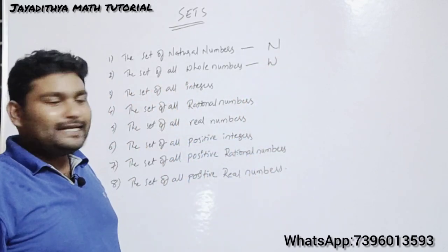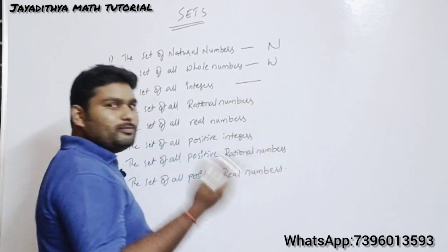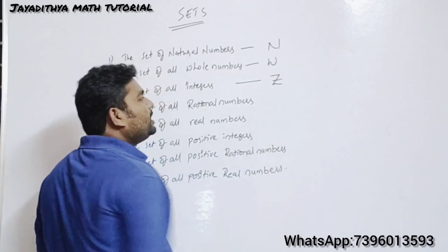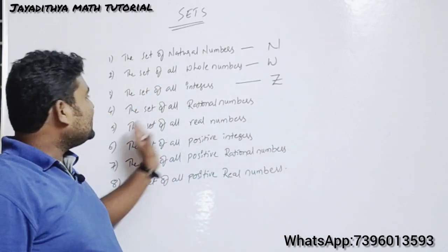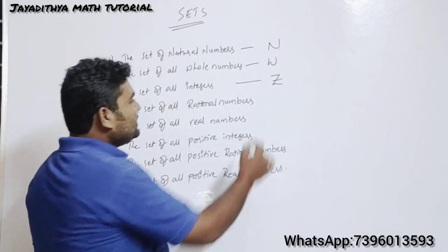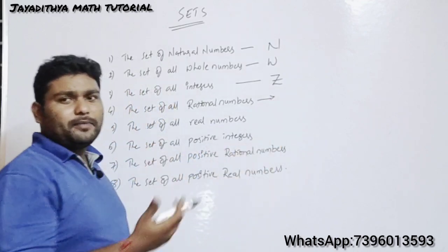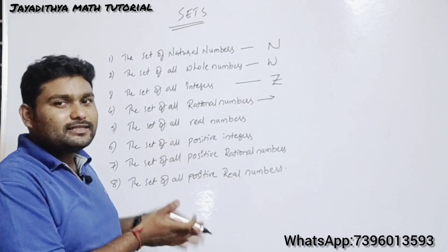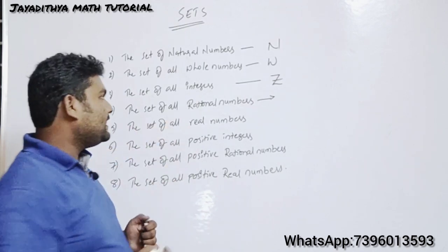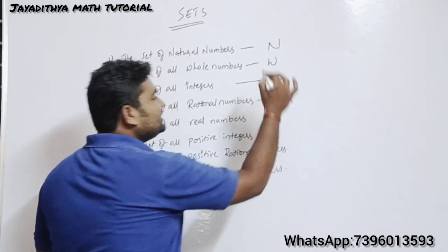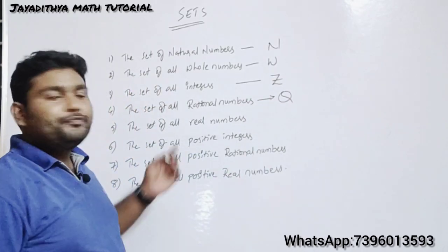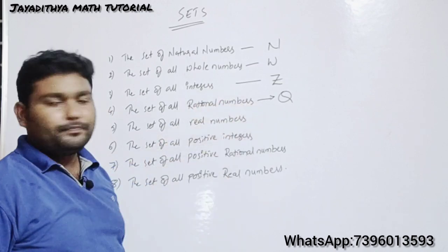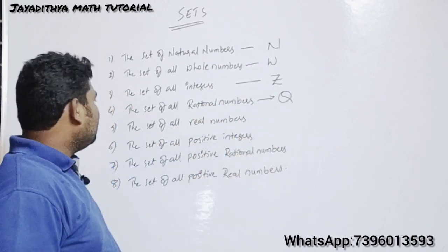And the set of all integers. In the integers you have the whole numbers and also the negative numbers, denoted by the letter Z. The set of all rational numbers: apart from integers, if you also include decimal numbers or fractions, then those all come under rational numbers, denoted by the letter Q. Why Q? Rational numbers are also known as quotient numbers, so it is denoted by Q.